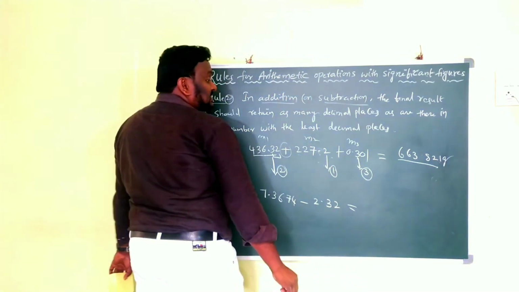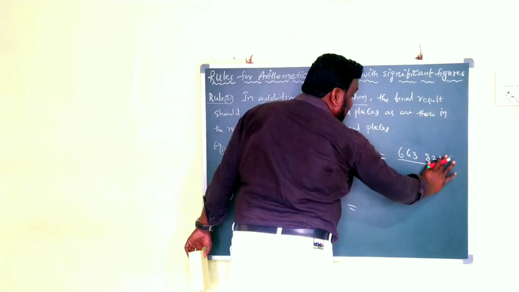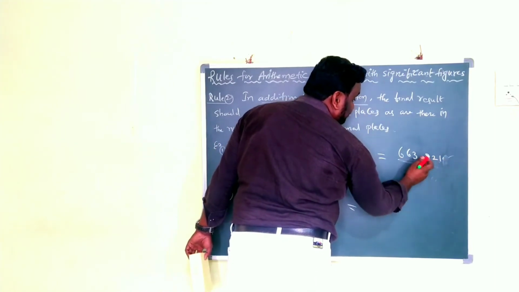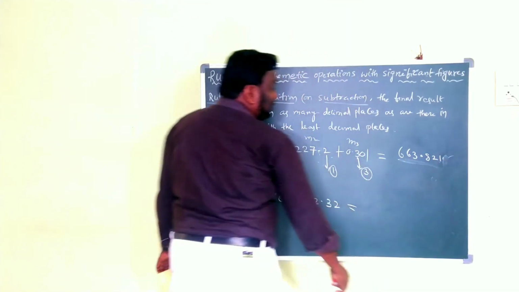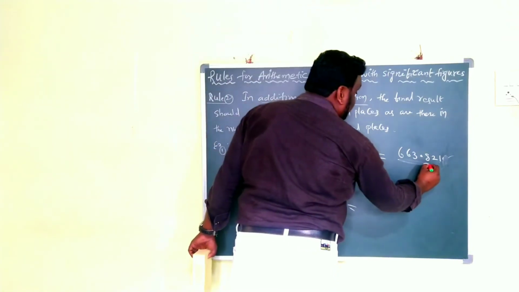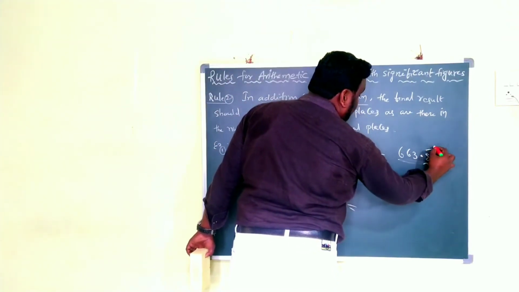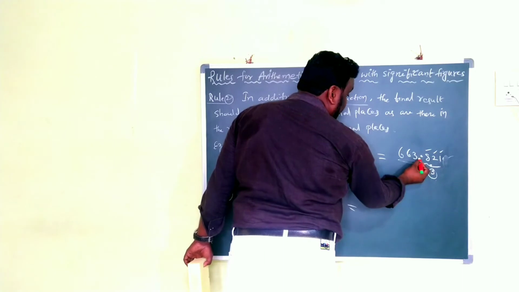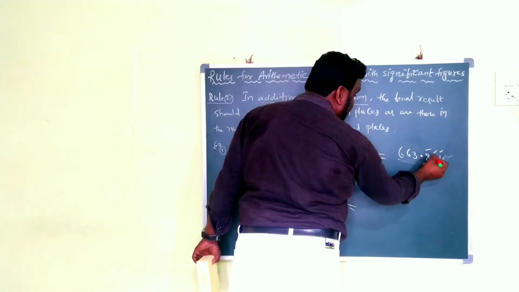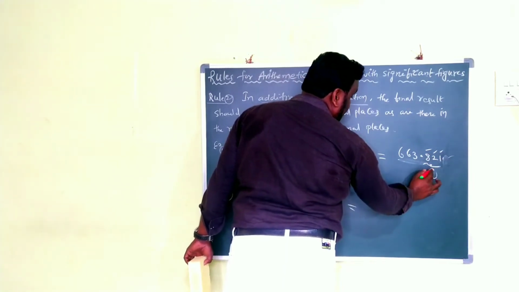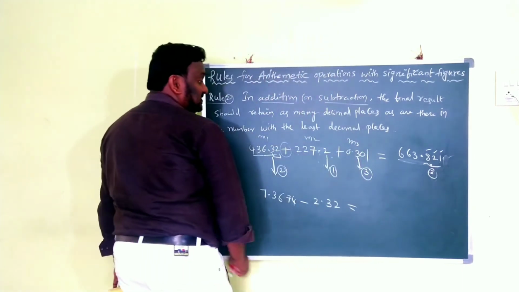663.821. So here now this is also grams. Now we have to check how many decimal places there are. 3, 8, 1, 2. After the decimal point, how many digits are there? 1, 2, 3. That's why here it simply has 3 decimal places.